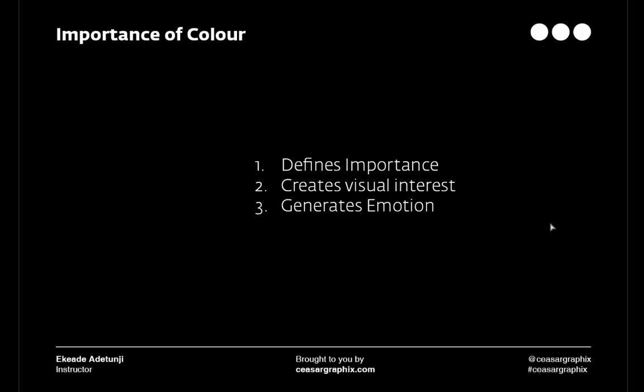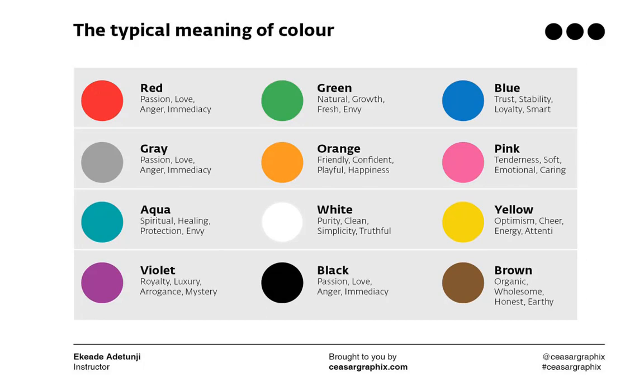I put it here that color defines importance, and it creates visual interest. It generates emotion, and these are the typical meanings of colors. So we have red, which can be used for passion, love, anger, and immediacy. For green, it can be used for natural, growth, fresh, healthy. Blue can be used for trust, stability, loyalty, and so on. So you can pause this video and look at the meaning of the colors.